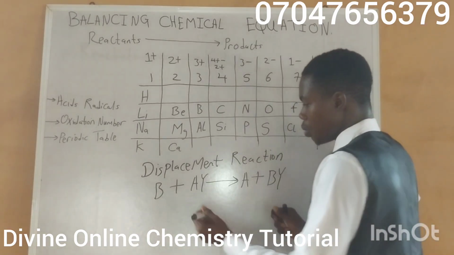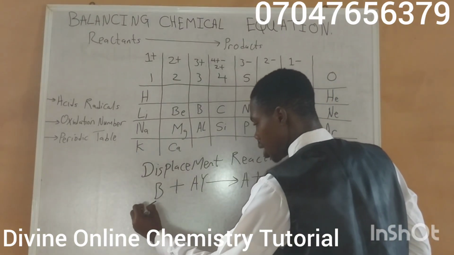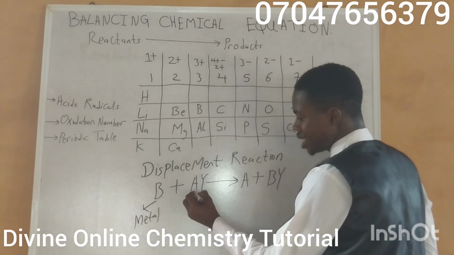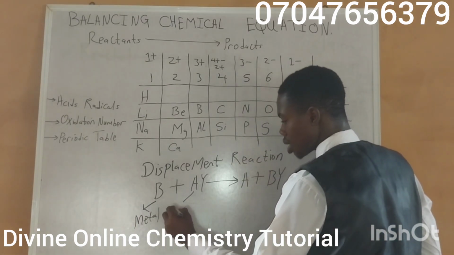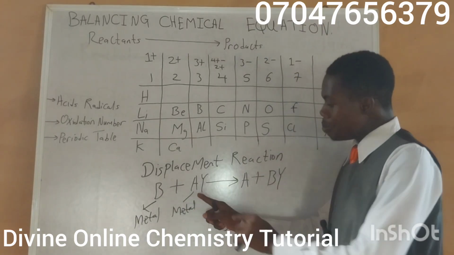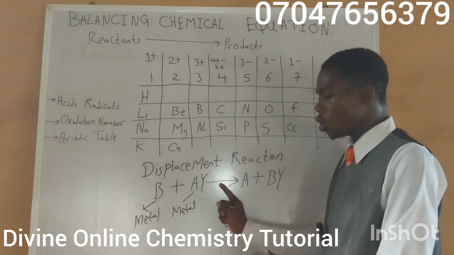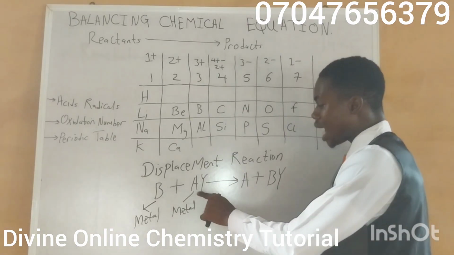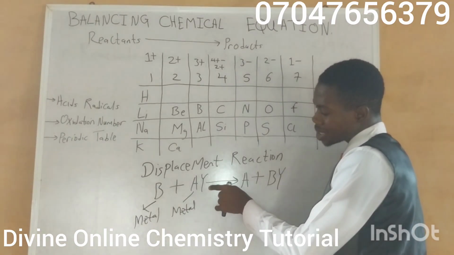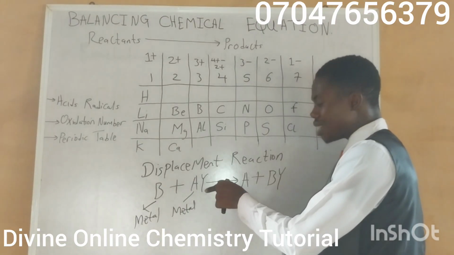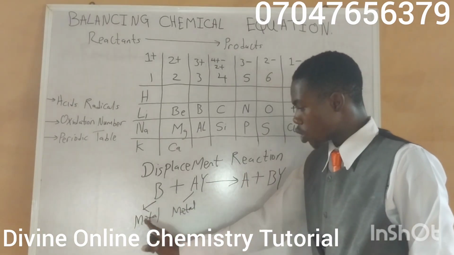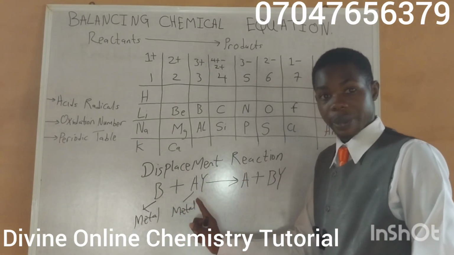Now please take note that this is a metal. Then this A is also a metal. Please take note that when a metal and an acid radical or non-metal combine together, the one first, or the one at the left hand side, is the metal, while the one at the last part is the acid radical or the non-metal. So please take note of this. So this B is a metal. This A is always a metal.